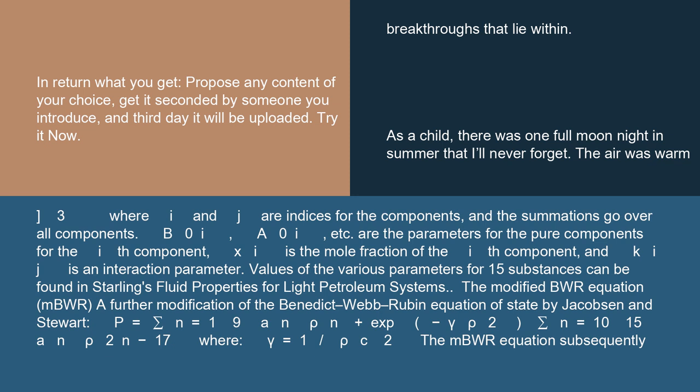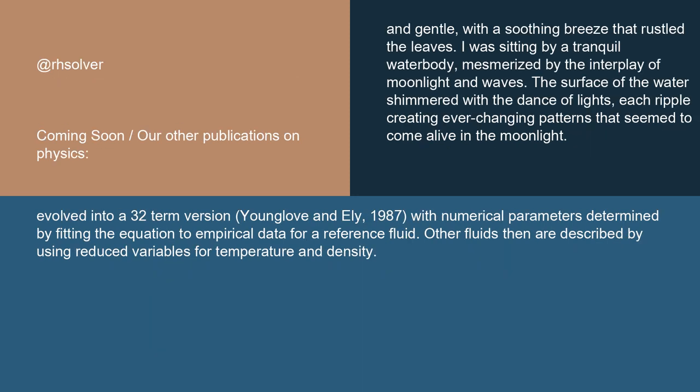The MBWR equation subsequently evolved into a 32-term version, Younglove and Ely, 1987, with numerical parameters determined by fitting the equation to empirical data for a reference fluid. Other fluids then are described by using reduced variables for temperature and density.